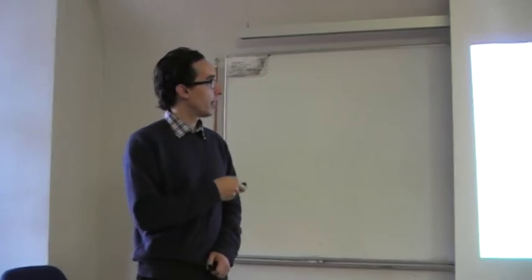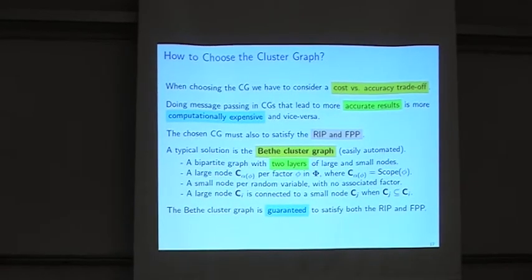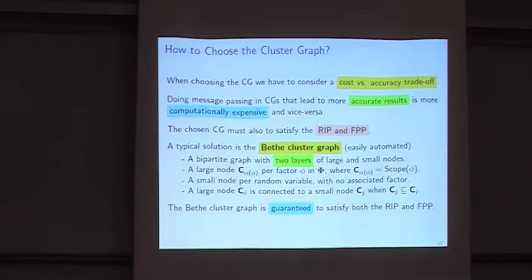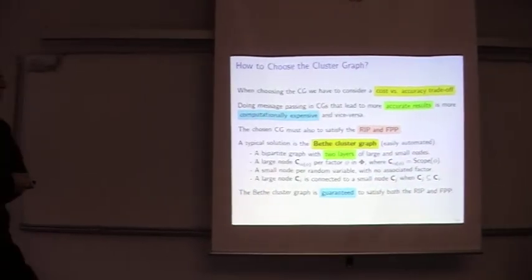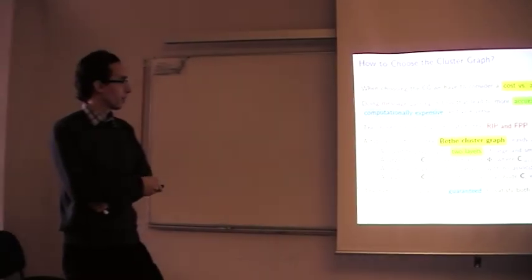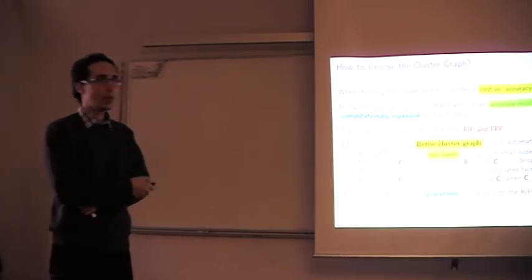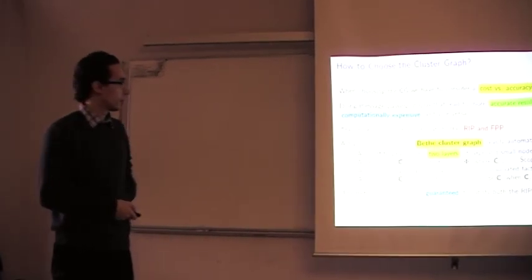So how do you choose the cluster graph? You will have to find a balance between the computational cost and the accuracy that you want. Doing message passing in cluster graphs that leads to more accurate results will be more computationally expensive, and vice versa. The chosen cluster graph should also satisfy these properties, the running intersection property and the family preservation property. A typical solution for a particular problem is the Bethe cluster graph, and the construction of this cluster graph can be easily automated.